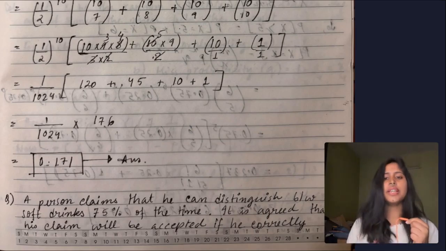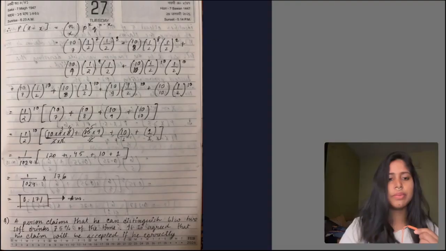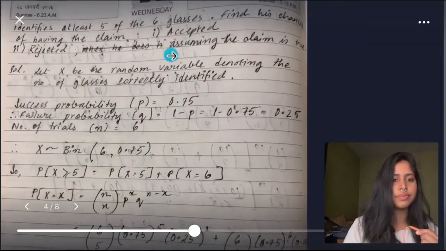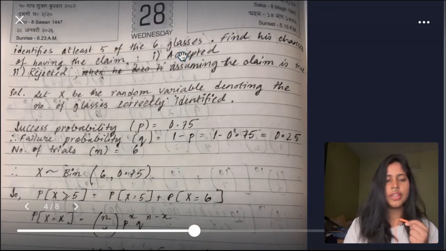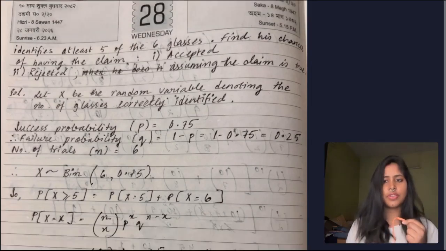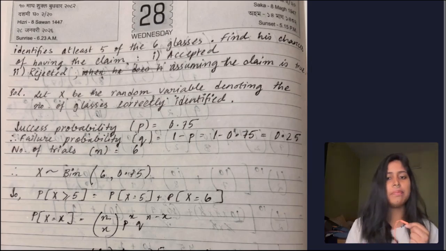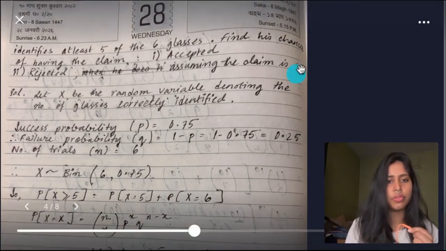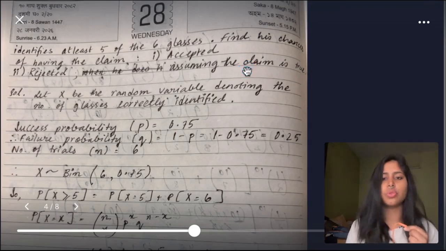The problem says a person claims he can identify a particular wine when he is given 6 glasses. Let me come to the next part. Look at here that there are 6 glasses, okay, and he correctly identifies at least 5 of them. We need to find the probability of his claim being first accepted, next rejected, okay, and we are told to assume that the claim is true. We are assuming that the claim is true, okay.